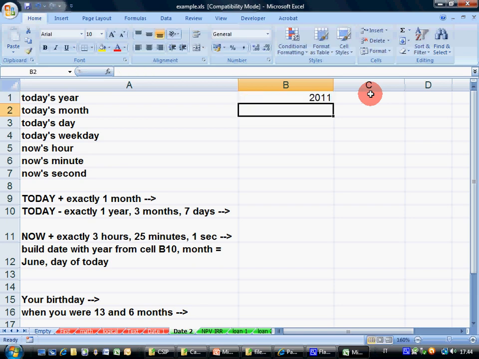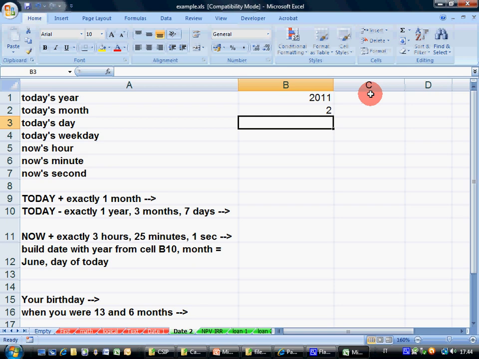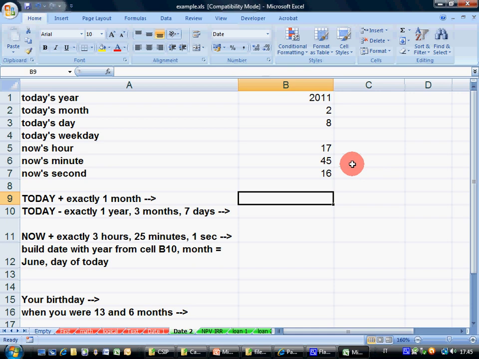So, same thing for month. Pay attention to the number of parentheses. Same thing for day. Okay, why do we see these things which are not completely useful by themselves?